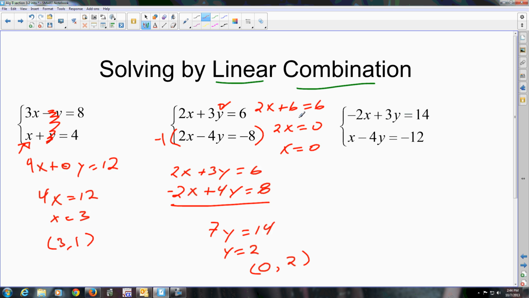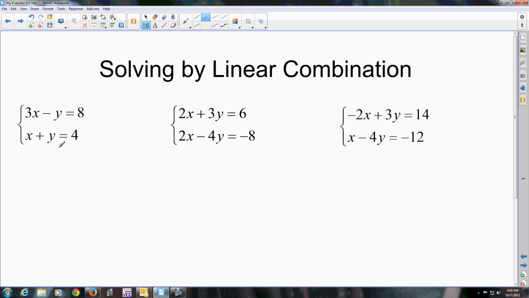Okay? And what you're noticing is, for these things to work, one of the variables, the coefficient, the number in front of the variable, has to be the same number but opposite in sign. Same number, opposite in sign. Doesn't matter if it's the y's or the x's, but you need one of the variables to have coefficients, same number but opposite in sign.